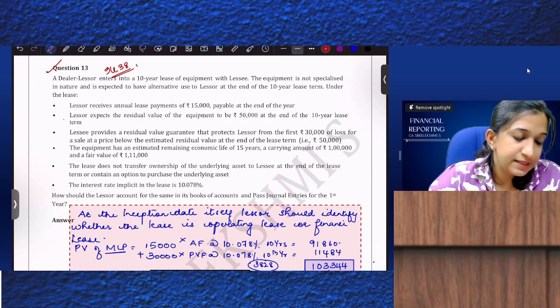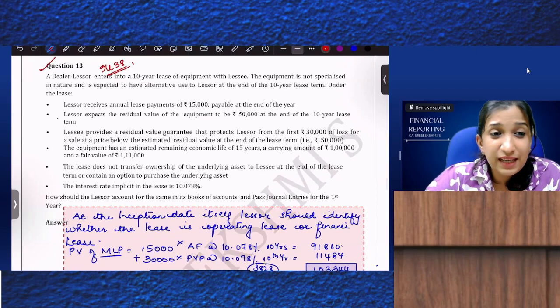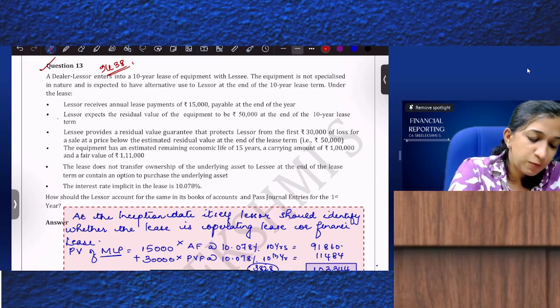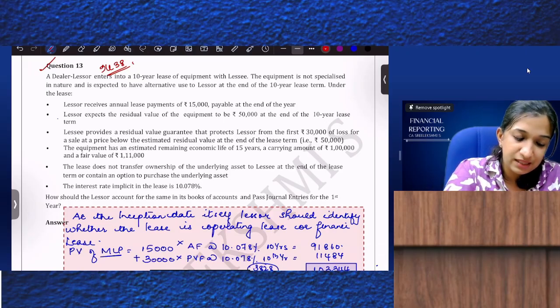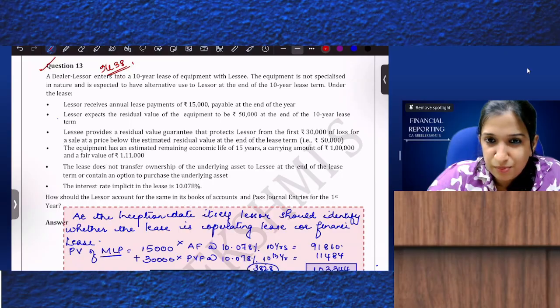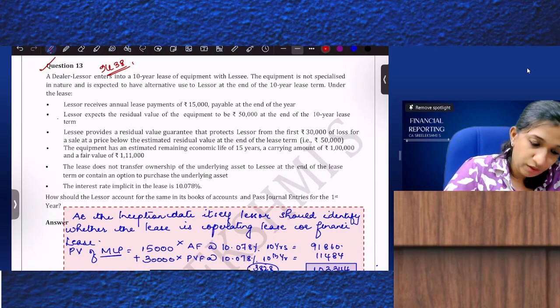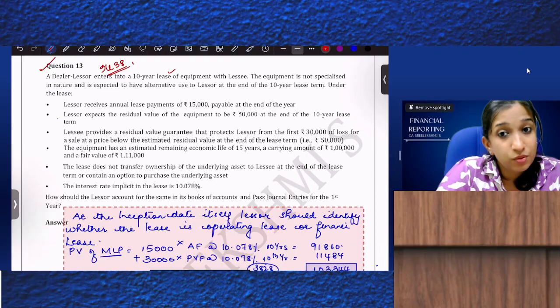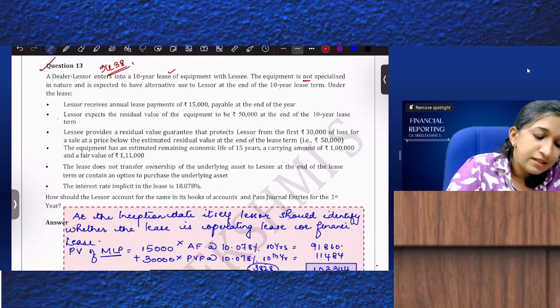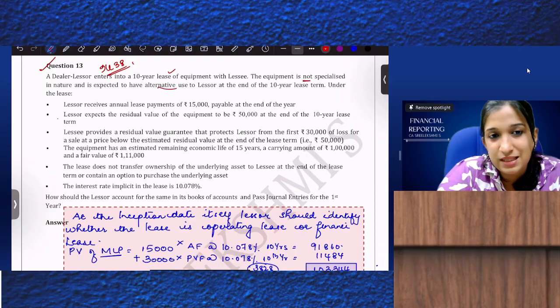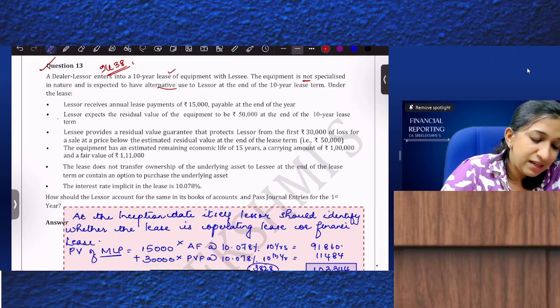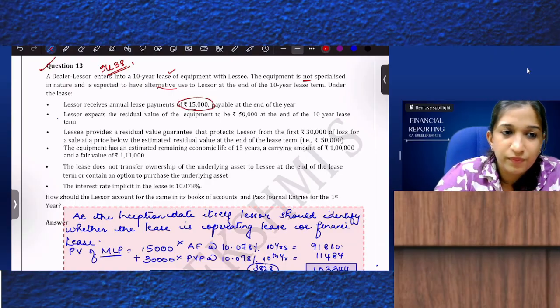A dealer lessor enters into a 10-year lease of equipment with lessee. The equipment is not specialized in nature and is expected to have alternate use to the lessor at the end of the 10-year lease term. So what are they trying to say? There is a lease. Equipment is not specialized, one condition failed, and is expected to have alternate use to lessor. The lessor receives annual payments of 15,000 payable at the end of each year.